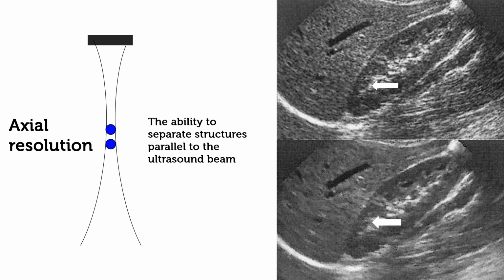Therefore, the shorter the wavelength, the better the axial resolution. We have already seen earlier in this presentation that wavelength and frequency are inversely proportional. Therefore, to ensure that we have a short wavelength, we must always select the highest possible frequency for our task. This is an operator-dependent function. In the top ultrasound image, the smaller hypoechoic areas, which are the medullary pyramids seen with this white arrow, are well visualized, whereas in the bottom ultrasound image, the corresponding area is not so well defined.